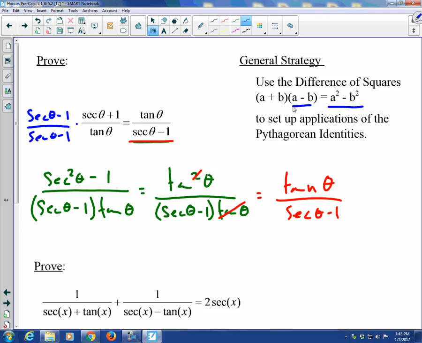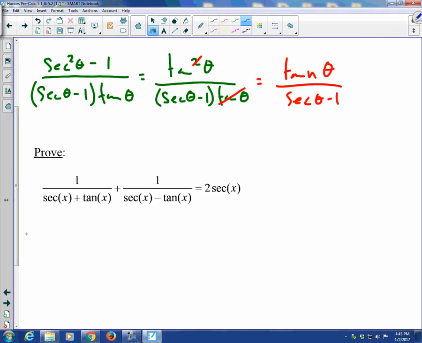Okay, so right here, let's take a look at this next example. Here we've got 1 over secant x plus tan x plus 1 over secant x minus tan x equals 2 secant x. Right here, using difference of squares, multiplying by the conjugate, we're going to get common denominators, right? And we're also going to get squared trig functions in our denominator, which is going to help us use a Pythagorean identity to substitute one term for two terms.